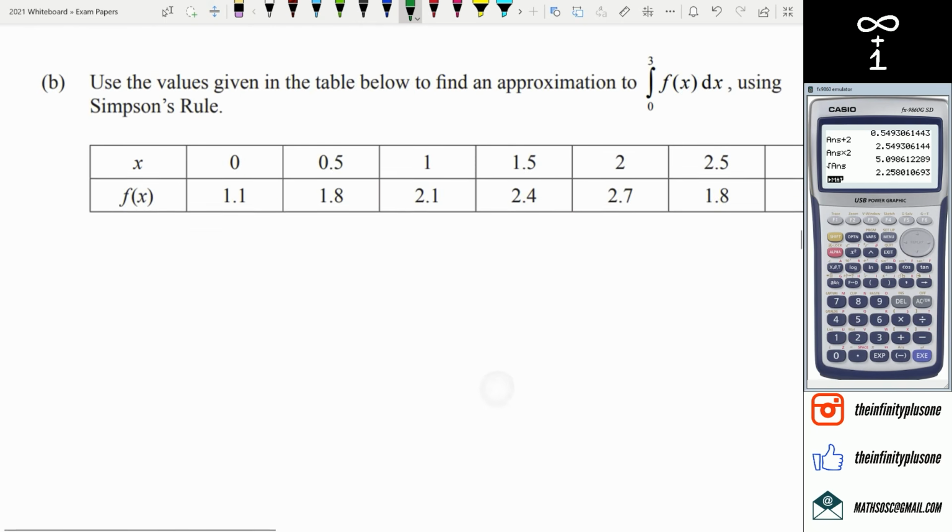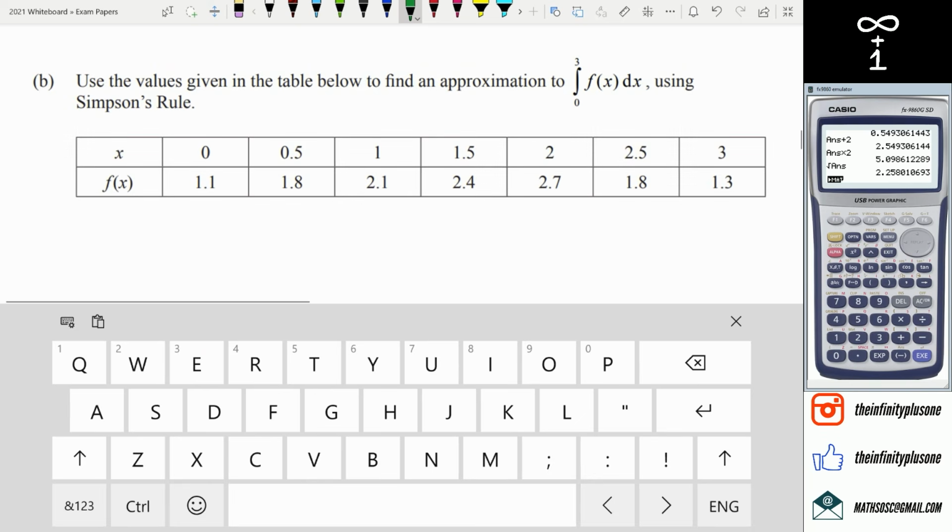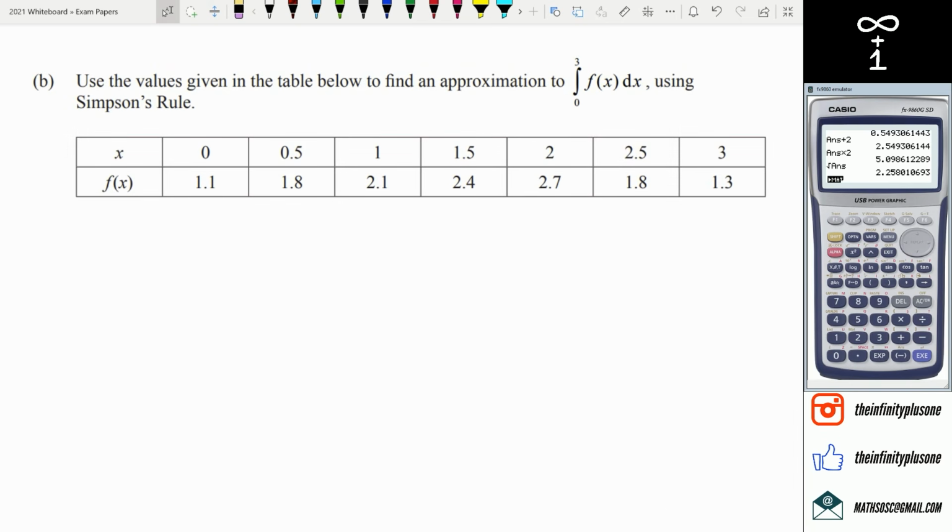Okay, question 2b. God, I hate Simpson's rule. Why do I hate Simpson's rule? It's because I just do. Let me just copy down the equation first, because by the way, guys, let me show you where the equation is.